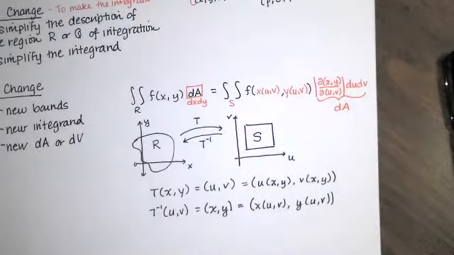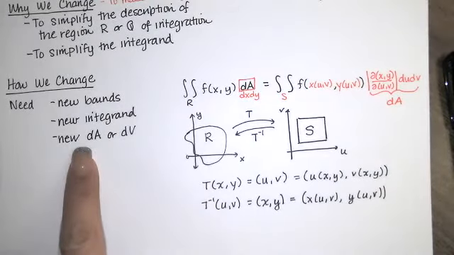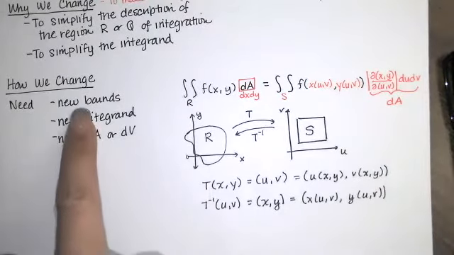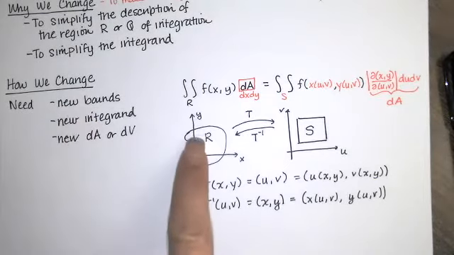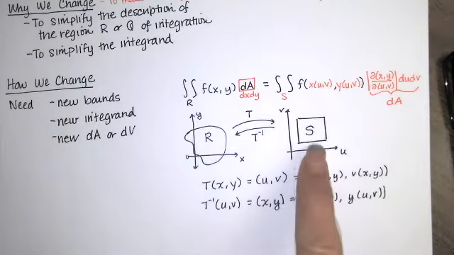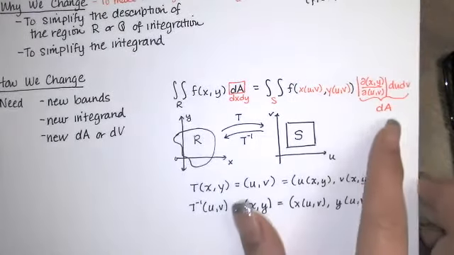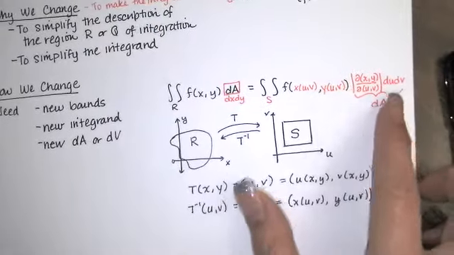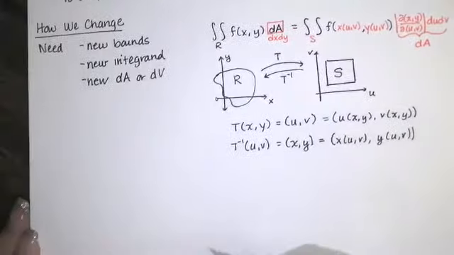So it's basically what we do. Again, these are the three things we're calculating. We need new bounds, so we need to take the region R, transform it to a region S, and come up with bounds for the region S in terms of U and V. We need an integrand in terms of U and V, and we need our dA, which is the Jacobian times du dv. Now this Jacobian can be calculated this way.